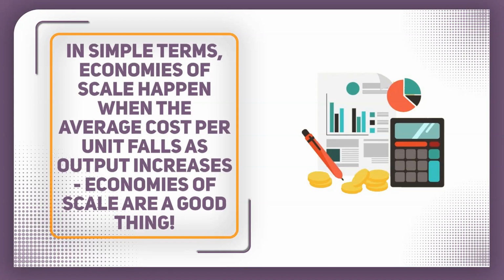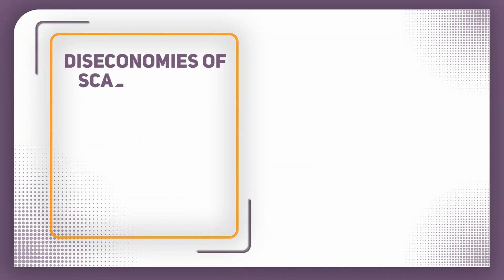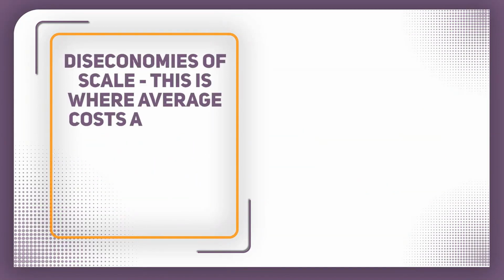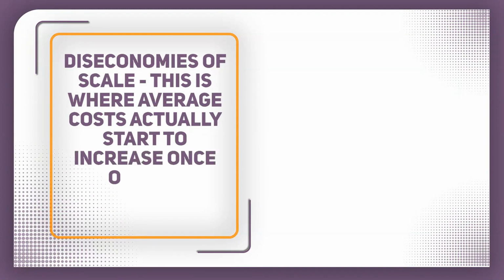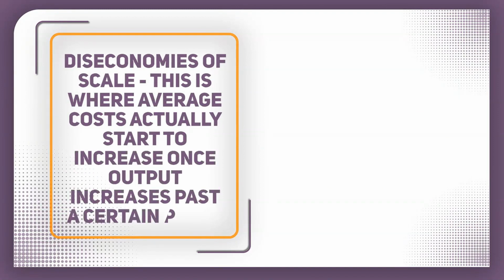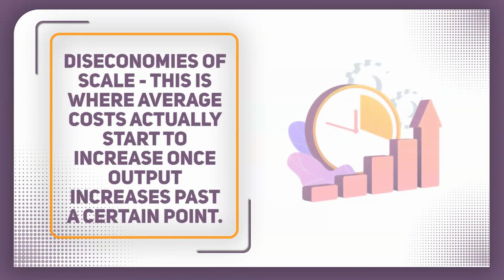We'll also touch briefly on diseconomies of scale. This is where the average costs actually start to increase once output increases past a certain point. So as the business gets bigger and makes more, then the costs go up. This is obviously a bad thing.